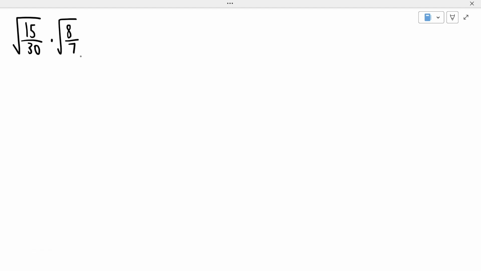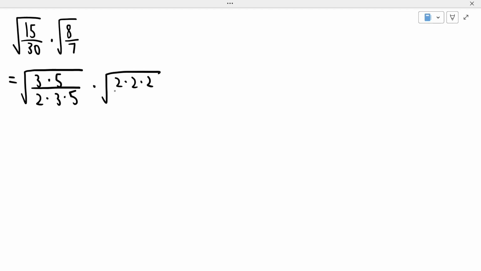So here's an example involving the product of two square roots with fractions. The first thing we can do is check to see if each fraction is in simplest form. In the first fraction, we can rewrite 15 as 3 times 5, and 30 as 2 times 3 times 5. In the second fraction, 8 over 7, we can rewrite 8 as 2 times 2 times 2, and the denominator 7 stays the same since it's a prime number and can't be factored any further.